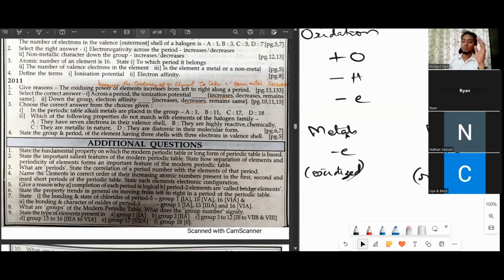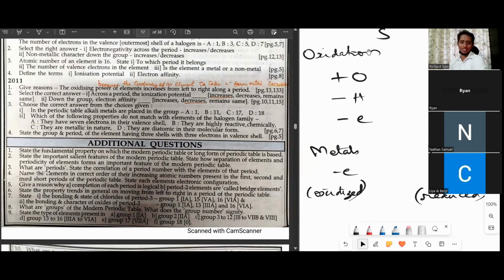Okay, so remember this: metals get oxidized, non-metals get reduced. How do I remember this? I think of metals outside in the water and in the rain. What happens to the metals? They get rusted. What is the meaning of rusting? They get oxidized. Rusting is addition of oxygen. So that is also one way to remember. Metals get oxidized and non-metals get reduced.